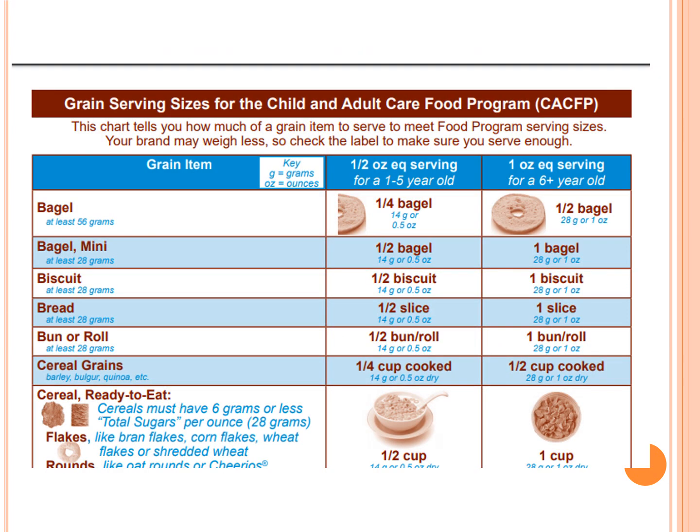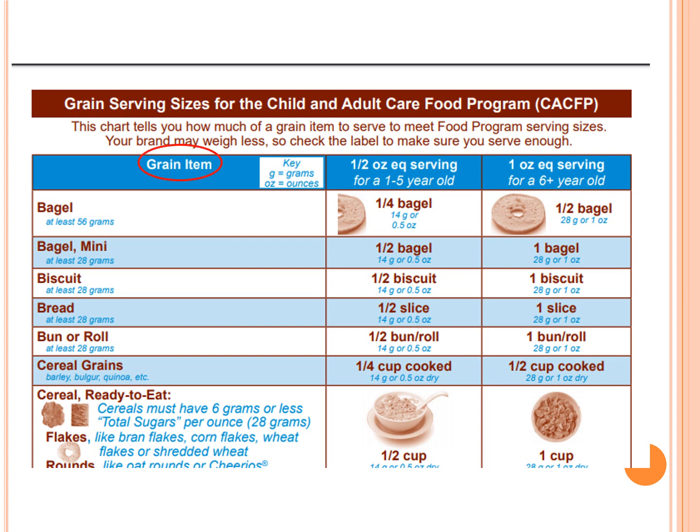If you want a quick way to estimate grain serving sizes, look at the grain serving size chart inside the Go with the Grain handout. To use it, first, you're going to find the grain item that you are wanting to use. It will be located in the grain item column, which is on the left side of the chart.